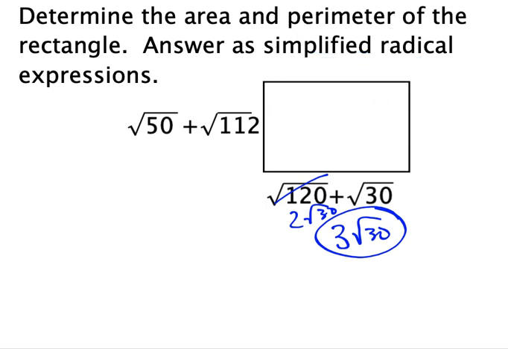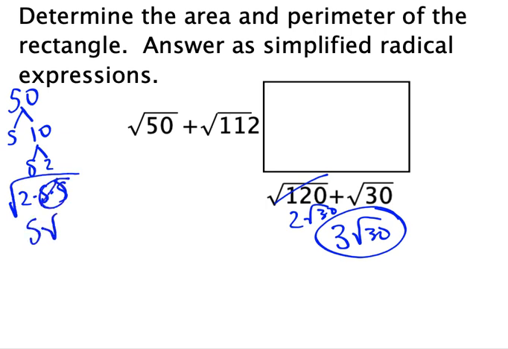And simplifying the other one, 50 is 5 times 10, 5 times 2. So 2 times 5 times 5. The 5 can come out, leaving a 2 inside. So this is 5 square roots of 2.